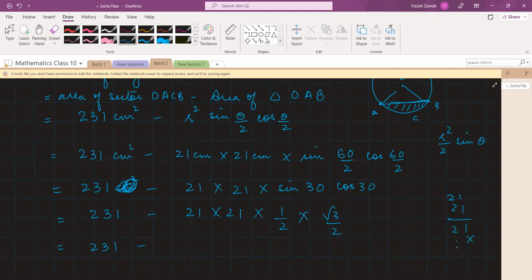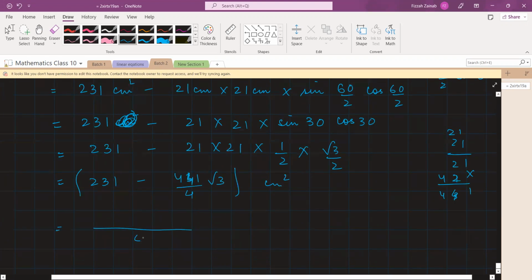2 into 1 is 1. 2 into 2 is 4. So I have 431. So this is 431 divided by 4 into root 3. Sorry, 2 into 1 will be 2. So it will be 441. Not 431, 441 divided by 4 into root 3 centimeter square. Now you can take LCM.